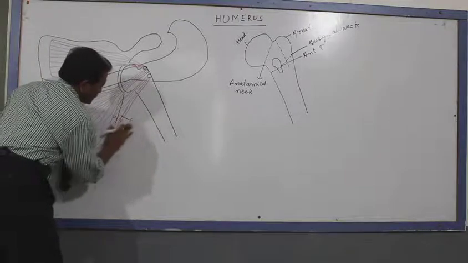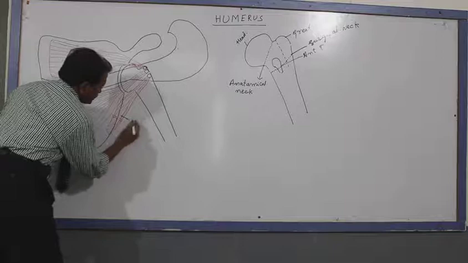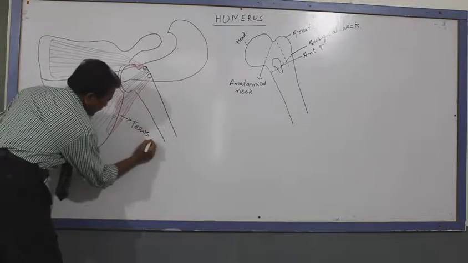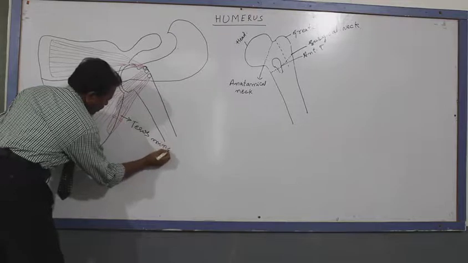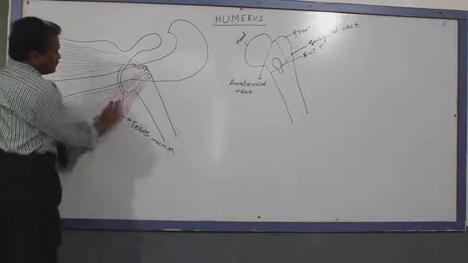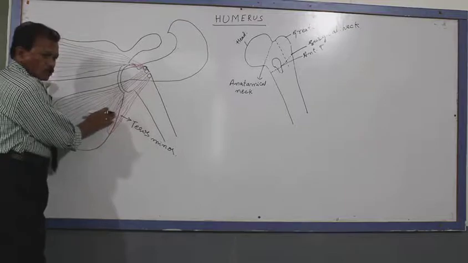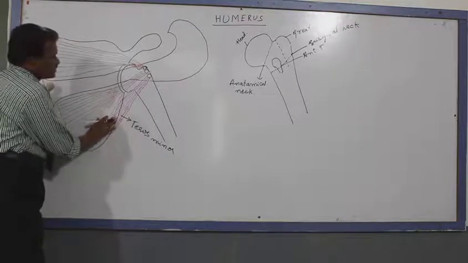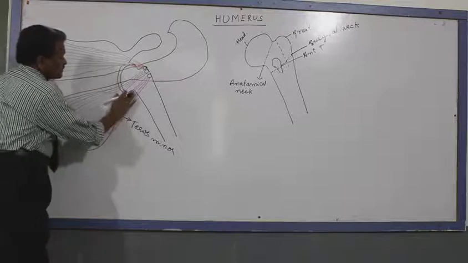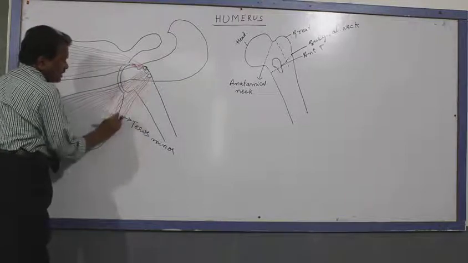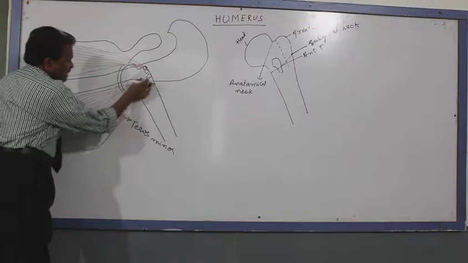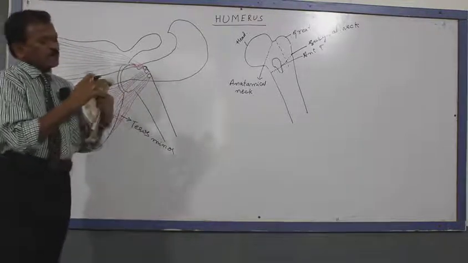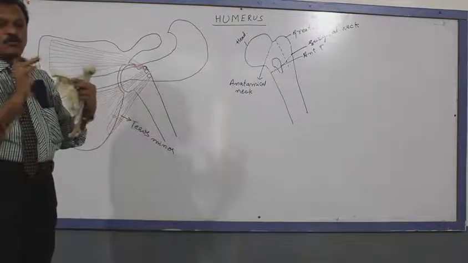Teres minor muscle arises by two digitations on the dorsal surface along with the lateral border of the scapula. These muscle fibers ascend upwards, forwards and laterally, and are inserted into the posterior impression of the greater tubercle of the humerus.